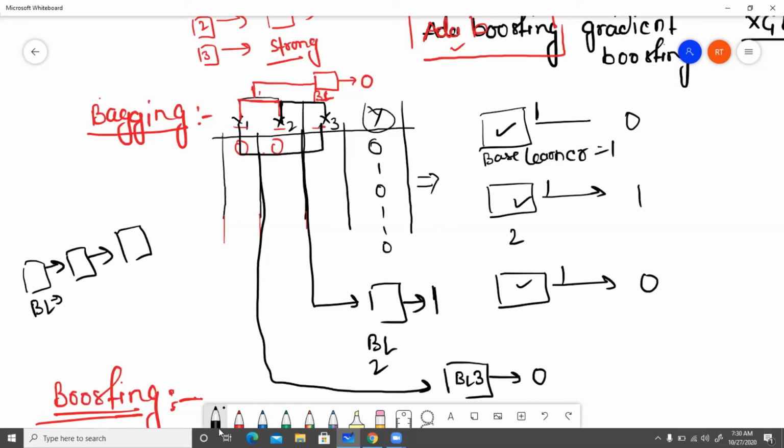Coding wise, we will see later. First, try to understand the bagging technique. In the next video, I'll show you what boosting techniques are and what the different kinds of boosting techniques are.